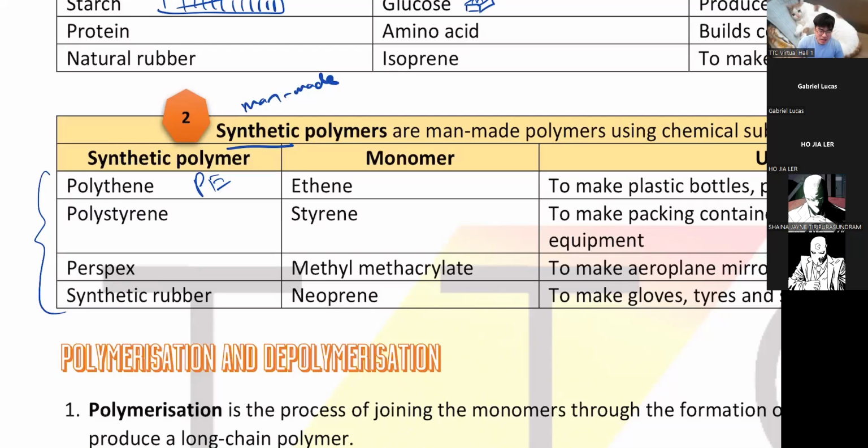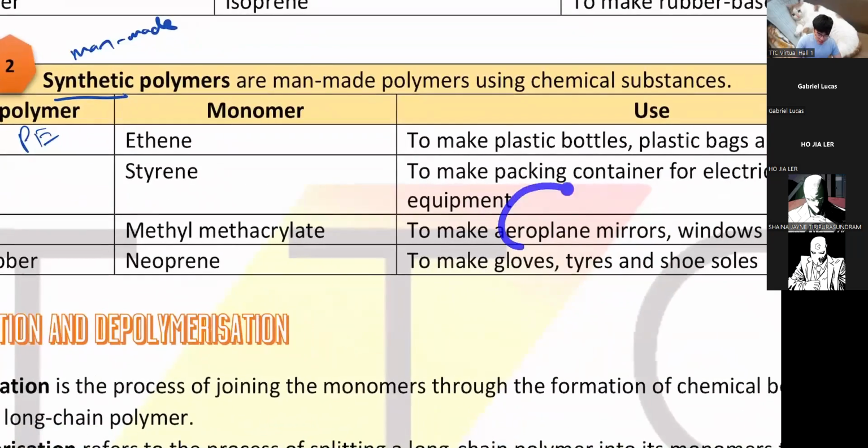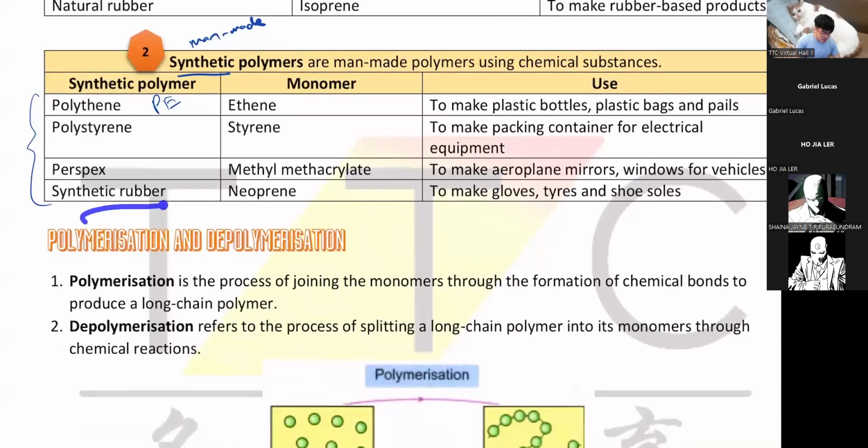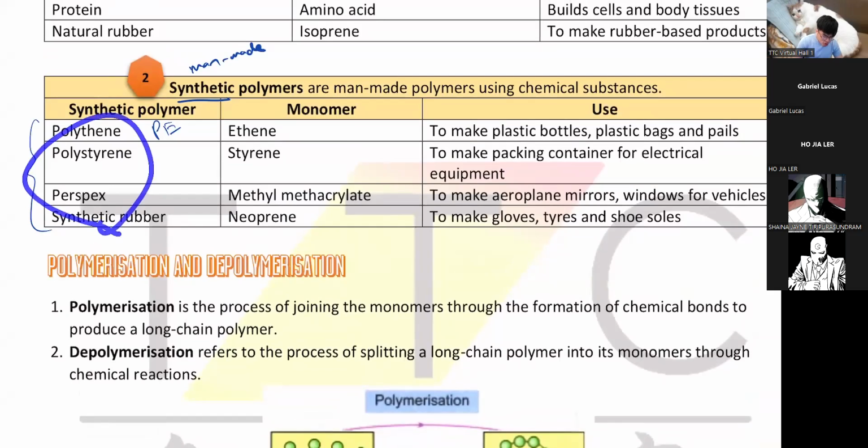We try to make plastic that is biodegradable, but it's not that easy. So of course, Perspex. What is Perspex? Perspex is a type of transparent plastic. We use it to make aeroplane mirrors, windows for vehicles, and of course glasses. And of course, synthetic rubber, neoprene. We use this to make your diving suit. If you go scuba diving, you wear a diving suit, right? That is neoprene. So these are the polymers that you should know.